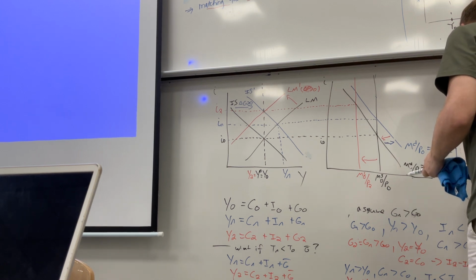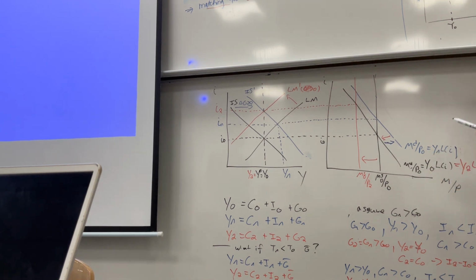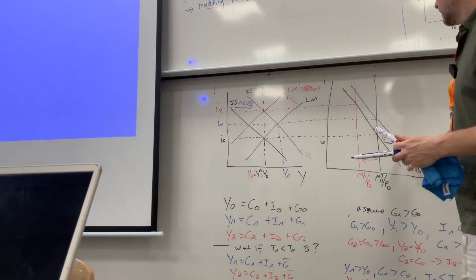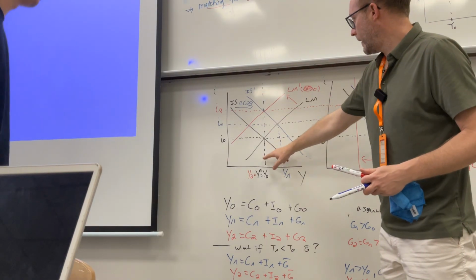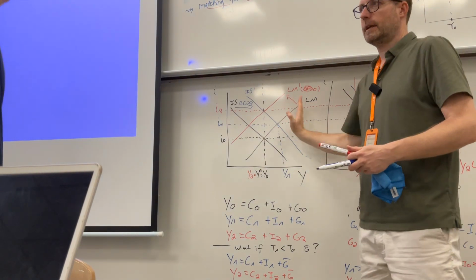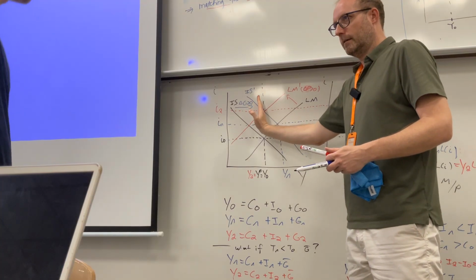Equals Y1, Y2. So that's how we know we go out there. So then the point is, I know now, in the long run, we'll go back to Y2. I'm going to be at this point in ISLM. Is that clear? Okay.